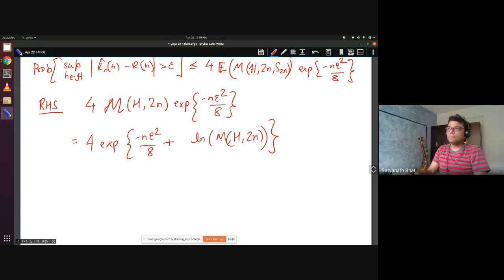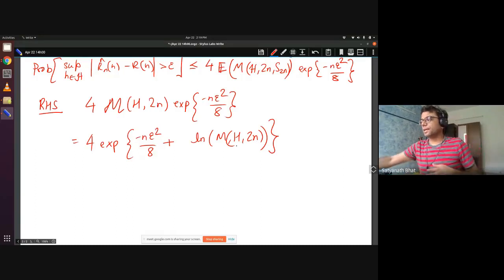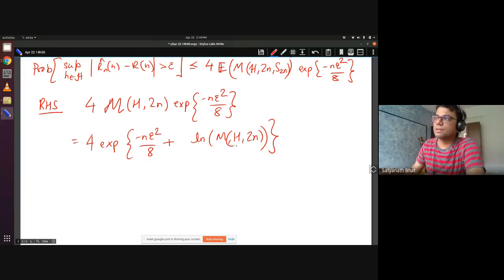If this log M term is like a function of n, then we can't learn. If it is like a log n term, then we are good, right? Does everybody understand that? If ln of M_H of 2n is like a function of n, like some 2n or n by 8 or n by 7 or whatever, then you cannot learn. However, if it is a log term of n, then we can learn.